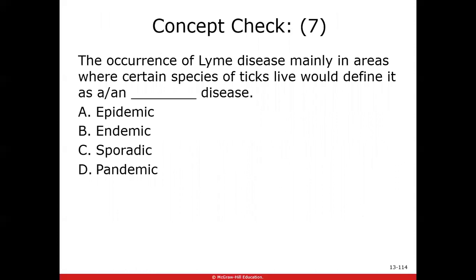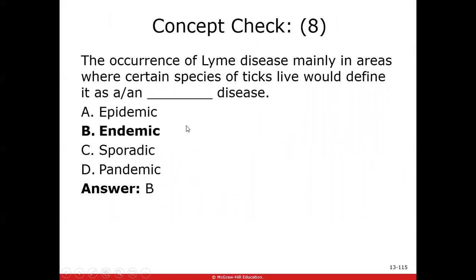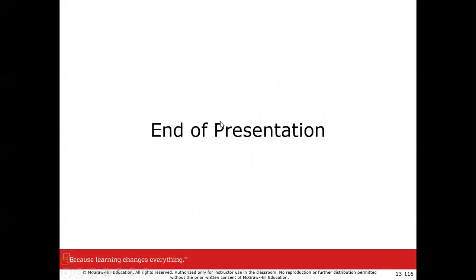So, concept check. The occurrence of Lyme disease mainly in areas where certain species of ticks live would define it as what type of disease? If the Lyme disease is only where certain species of ticks live. Very good. Endemic. It's endemic to that area. Very good. All right. So that's the end of the presentation.